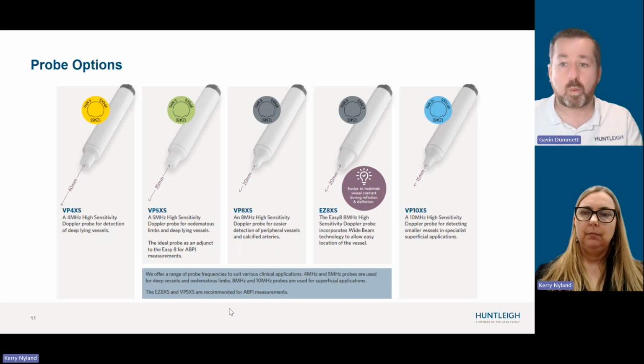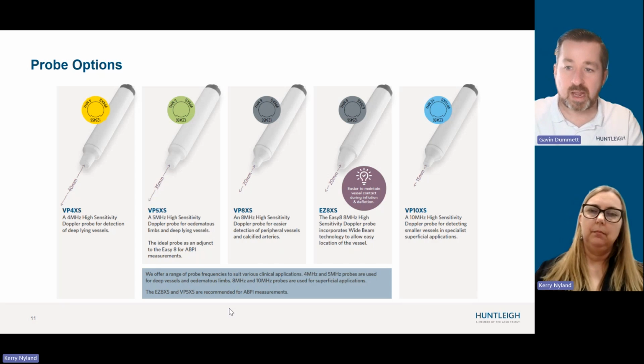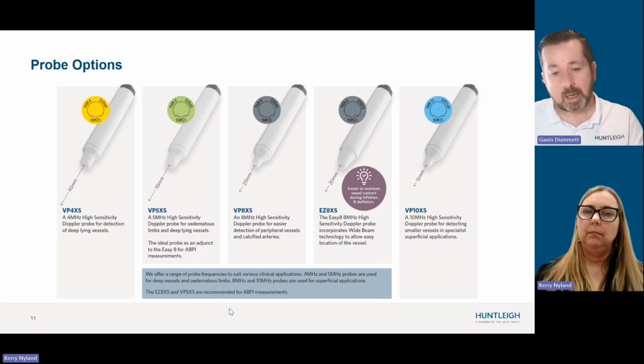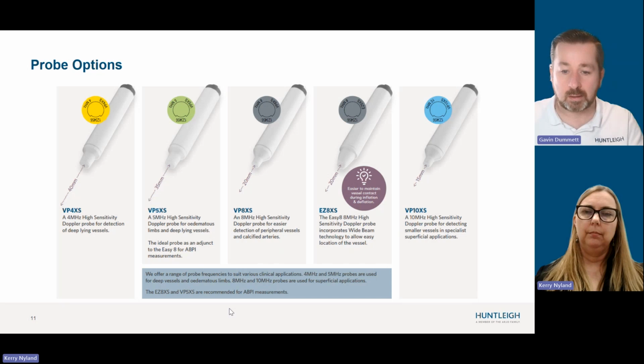And the EZ8 is a wider beam probe. It's an 8 megahertz and it's got a slightly wider range. We've designed this probe purely for doing ABIs. When you occlude the vessel, the artery, you could lose the signal if you've got the smaller head probe. With the EZ8, with that wider beam, you've got less chance of losing the signal once you release that pressure and that systolic pulse comes back in, you're guaranteed to get that signal back.